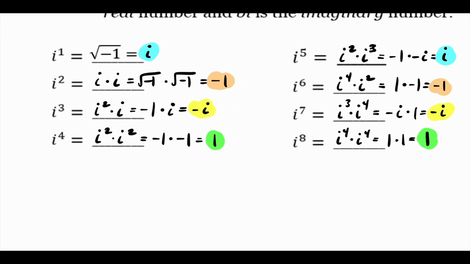Because if you add 4 to 1, you get 5. If you add 4 to 2, you get 6. If you add 4 to 3, you get 7. Yeah, the pattern is 4. Every 4, it repeats itself. Okay, so let's look at dividing by 4. Let's start with i to the 5th.